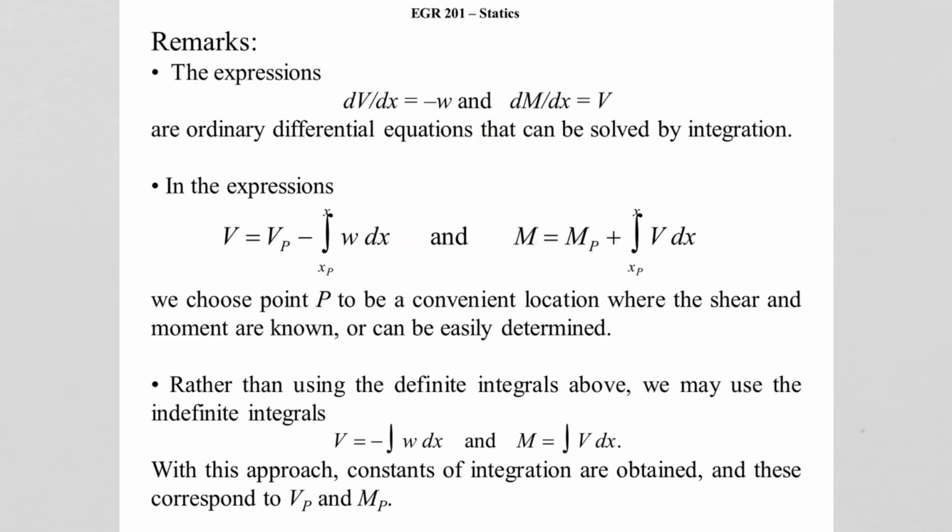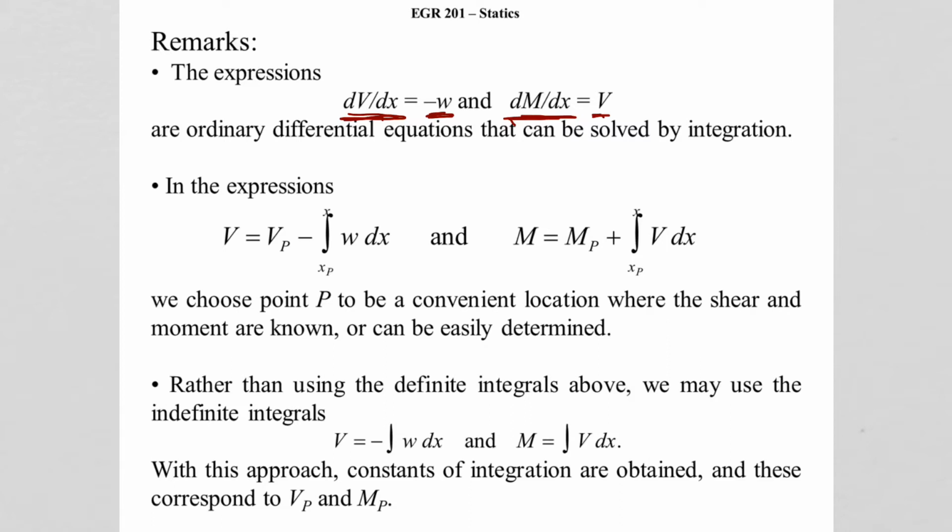So just a few comments about this. Again, our expression of dV/dx is equal to a negative of the distributed load. That's telling us that the slope on our shear diagram is equal to the negative of the distributed load at some point x. Then we can find the slope of the moment diagram is equal to the shear at some point x.